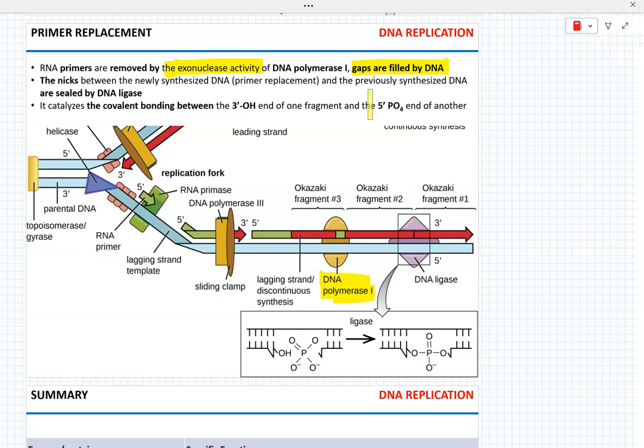However, after that synthesis, there are nicks, gaps, between the primer replacement DNA and the previously synthesized DNA, for instance, in the Okazaki fragment. These nicks are sealed by the enzyme called DNA ligase. Ligase essentially facilitates the formation of the covalent ester bond between the 3' hydroxyl of one fragment and the 5' phosphate of another.